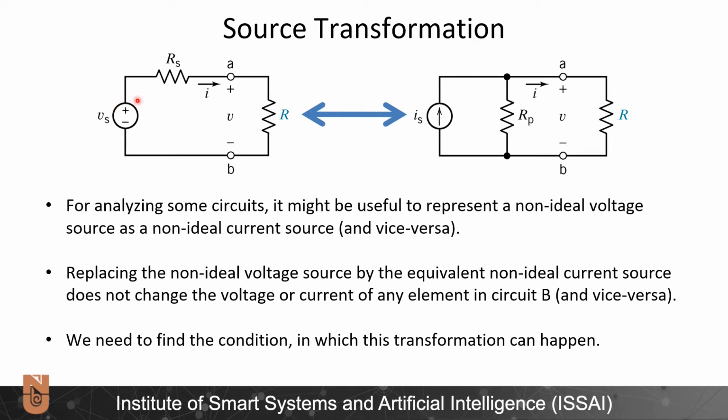Replacing the non-ideal voltage source by the equivalent non-ideal current source does not change the voltage or current of any element in circuit B. This is the condition for source transformation. So now we need to find the condition in which this transformation can happen.